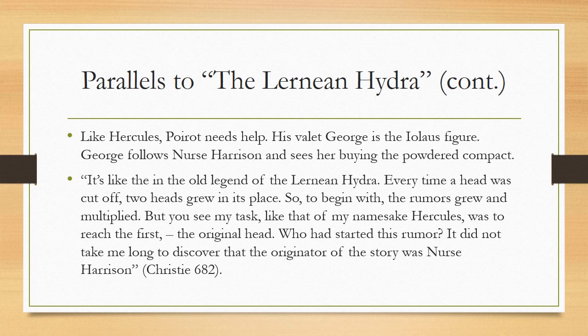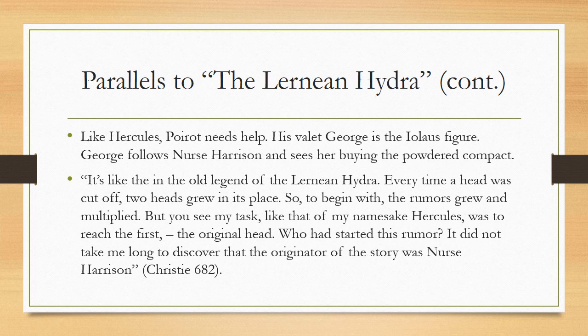So, through Poirot's deductions, he's able to tell that something Nurse Harrison said to him was made up. And it was made up in a way to plant the seed in people's minds that Dr. Oldfield and/or his girlfriend might be responsible. And so that's why Poirot begins to suspect Nurse Harrison. But he has to flush her out. He has to get her to confess. And he can't do that without George's help.